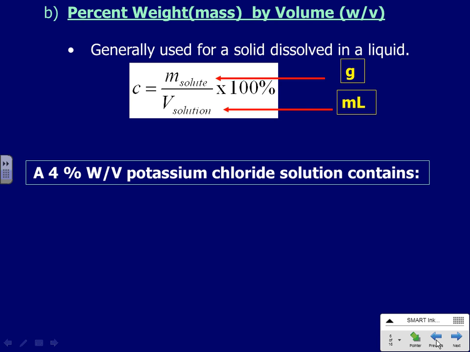Again, when you're finished this statement about the 4% potassium chloride, go ahead and try to write the conversion factor. All of the information is in here. This time the W tells you to write grams instead of milliliters. If you're not sure, get a pencil out. 4% W/V potassium chloride solution. What am I putting on the top?